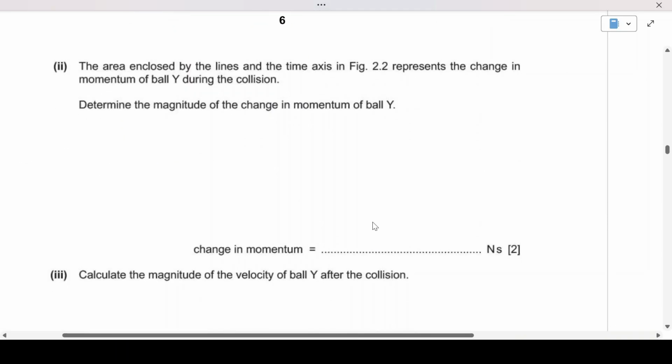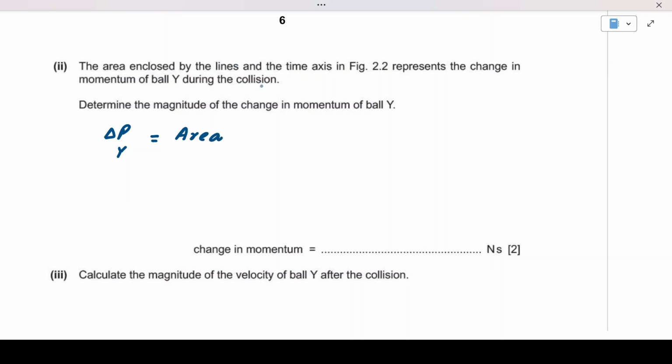So in the next one, the area enclosed by the lines and the time axis in figure 2.2 represents the change in momentum of the ball during the collision. So area of the graph means the change of momentum of the ball Y during the collision. Calculate the magnitude. Okay, so we need to find delta p, change in momentum of the ball Y, and that equals the area enclosed by the lines and the time axis. So it should be an easy one.